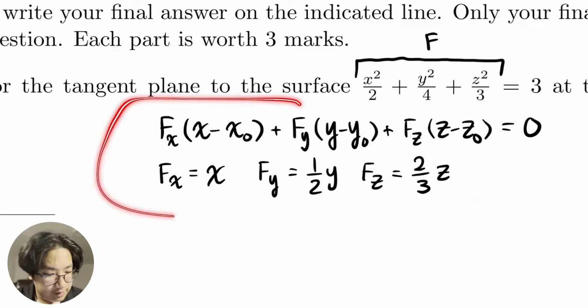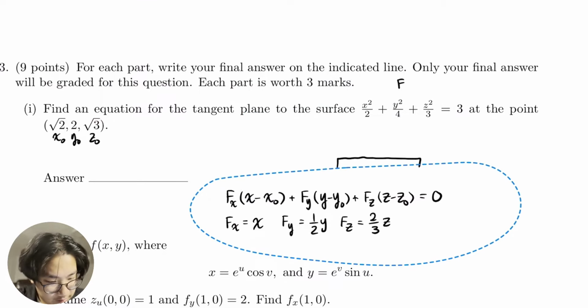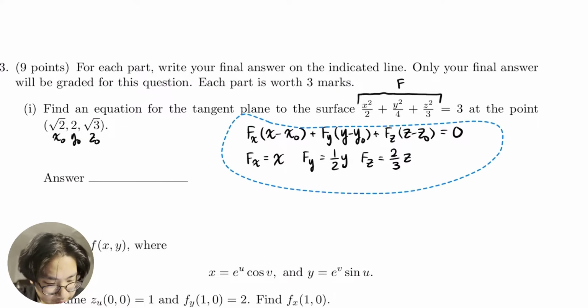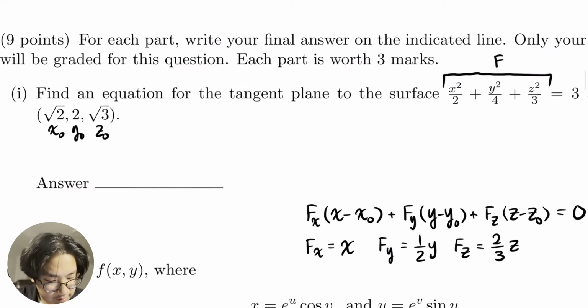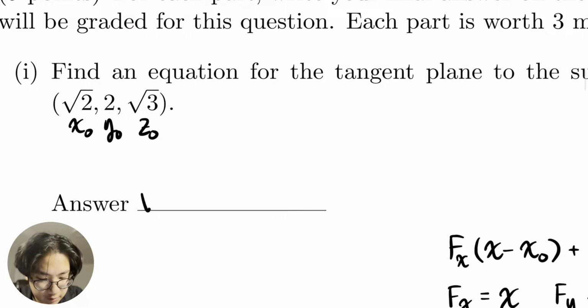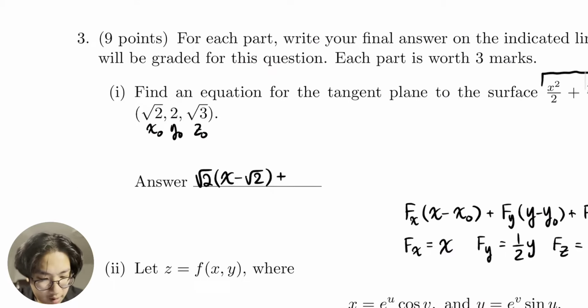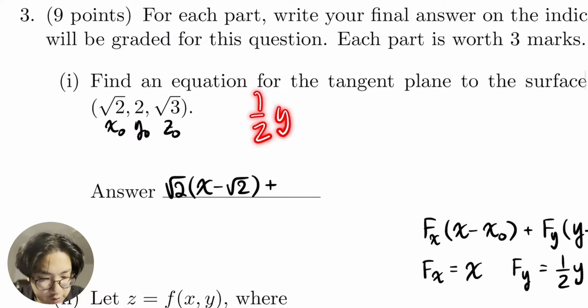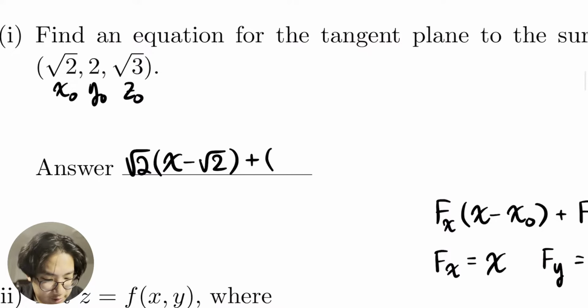And then we can just plug all of this together. So actually, I'll move this down so we have enough space. Okay, so f sub x is this right over here. Evaluated at this point is just root 2. So you have root 2 times x minus x naught, which also happens to be root 2. Plus f sub y, which is 1/2 y, where y is equal to 2, so it's just 1. So we have plus y minus 2.